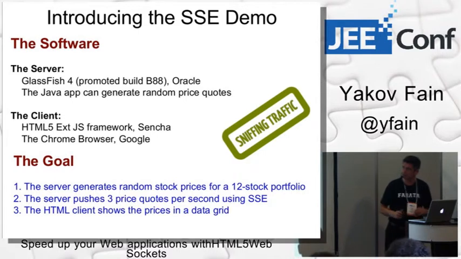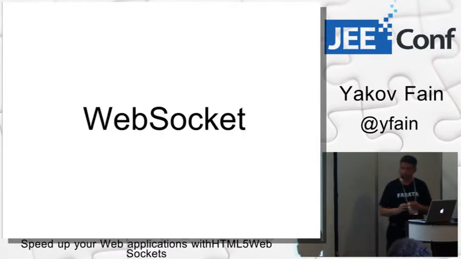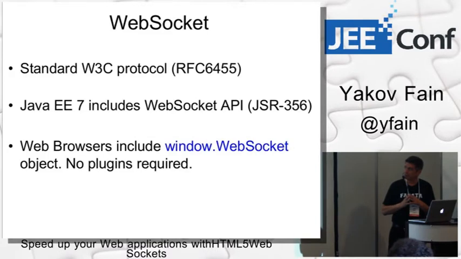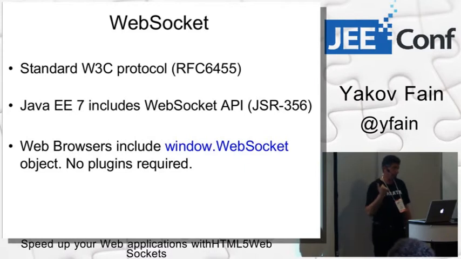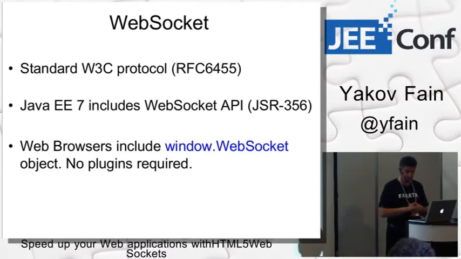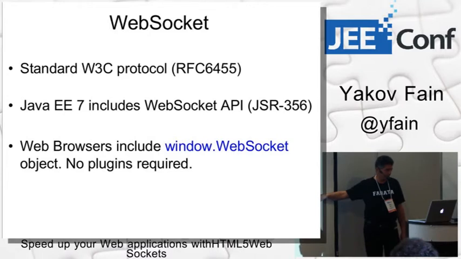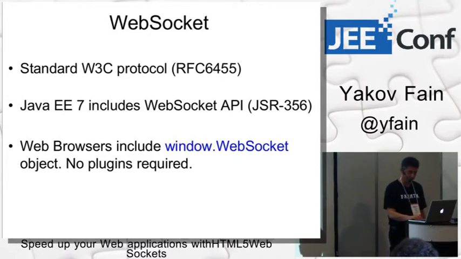Let's talk about WebSockets. WebSockets is a standard W3C protocol. It was included in the HTML5 specification, which will be finalized next year. But this protocol was so good that they decided to create a separate standard for it. So it is basically a done deal. Java EE 7 includes a WebSocket API as well, which is JSR 356. If you've been listening to the previous presentation, you probably saw that. Every browser has this WebSocket object as well, so it's also a standard now in the browsers.